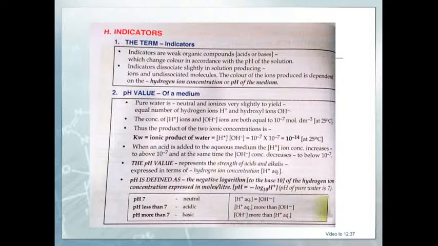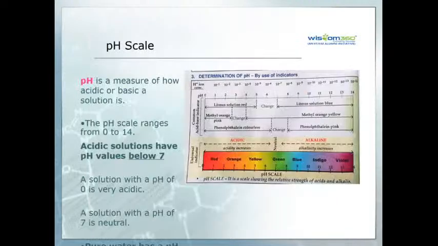So what does the pH value represent? The pH value of any substance represents the strength of the acid or alkali, and it is always expressed in terms of hydrogen ion concentration. I told you pH 7 means neutral. H plus ion and hydroxide ion both are equal. If the pH is less than 7, in that case hydrogen ion concentration is more than the hydroxide ion concentration. Yes class? And if pH is more than 7, obviously the substance is basic in nature and the hydroxide ions will be more than the H plus ions. Understood?